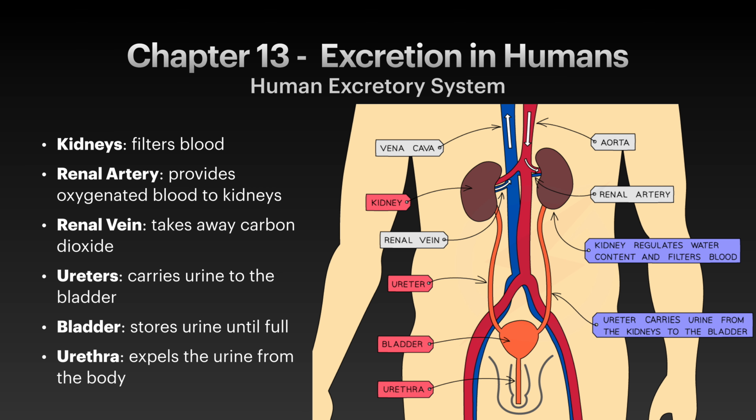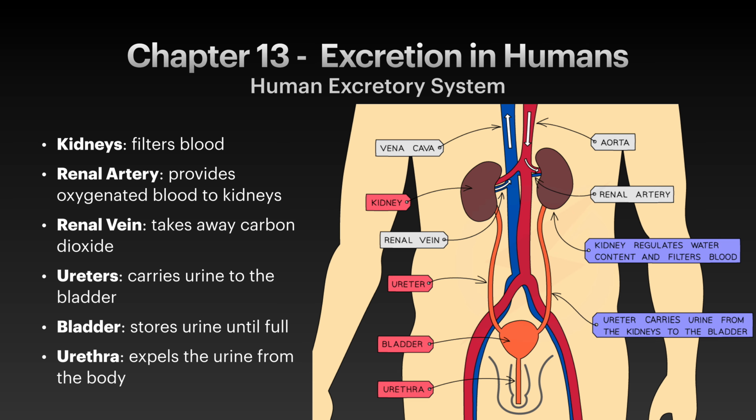Now let's look at the human excretory system, the kidneys. The main organs and structures include the kidneys. You have two kidneys. These are bean-shaped organs located at the back of the abdomen. They are the main organs of excretion and are responsible for filtering the blood. The renal artery is a blood vessel which brings oxygenated blood containing urea and other waste products to the kidneys from the aorta. The renal vein is the blood vessel which carries filtered deoxygenated blood away from the kidneys back to the vena cava.